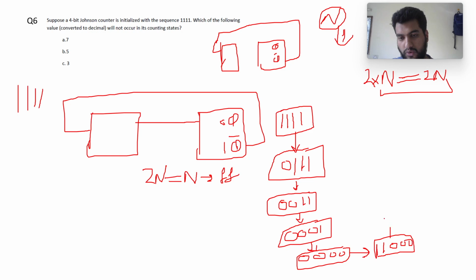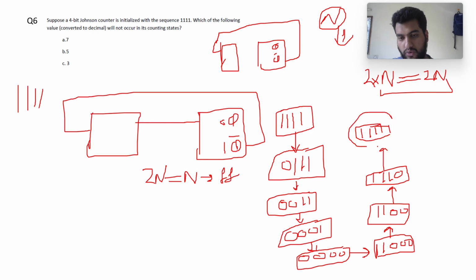Then we will have 1 1 0 0. Then we will have, let me just mark the arrows for brevity, 1 1 1 0, and finally we'll again have 1 1 1 1. So 1 2 3 4 5 6 7 8, and this is a repetition of the first state. So among the options, which of the following is not here?